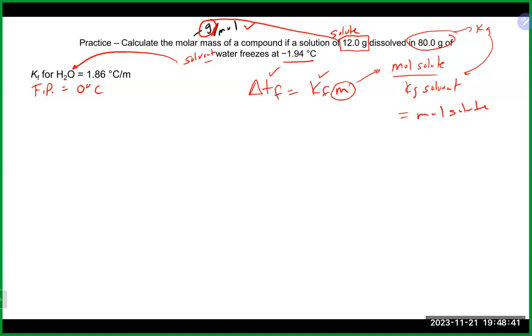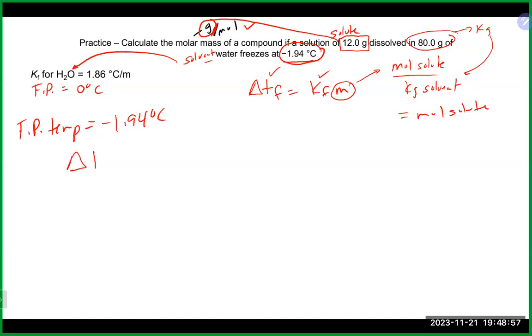We do have to do actually something with this. This is not the change in freezing point temperature of that solution. That is actually the freezing point temperature, right? Which is minus 1.94 degrees Celsius.